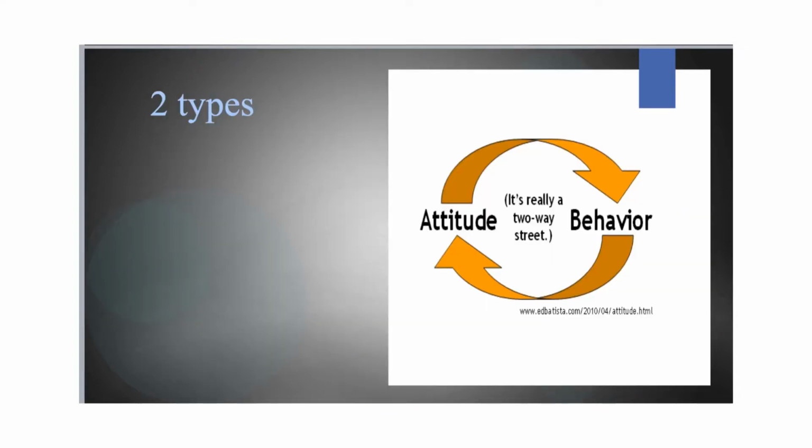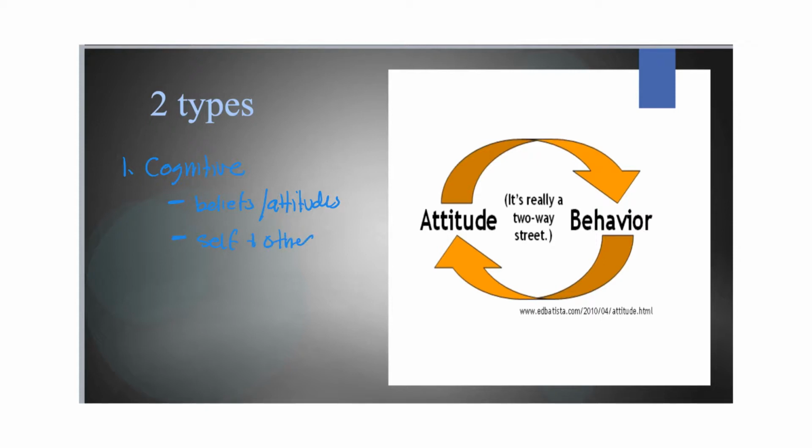Now, there are two types of uncertainty. First, there's cognitive uncertainty. Cognitive uncertainty is the degree of uncertainty that you have about another person's beliefs, attitudes, and not only of the other person, but the self and other.